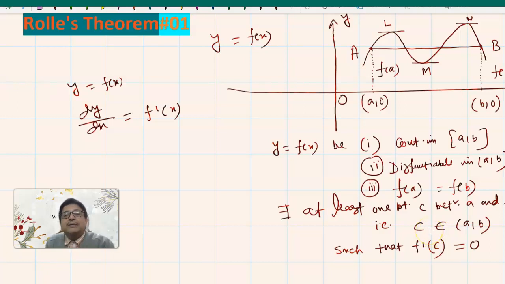It states that the tangent at a point in between A and B will be parallel to the x-axis. Here we are going to determine that point, at which the tangent is parallel to the x-axis. If we find a point, then Rolle's theorem is verified. Then, as it states, at least one point C between A and B, where C belongs to this open interval, such that the derivative equals 0, this will be obeyed. So we will find the point in application sums.